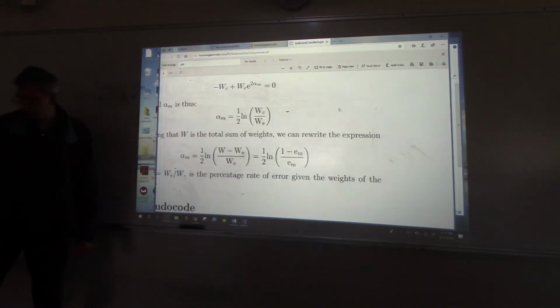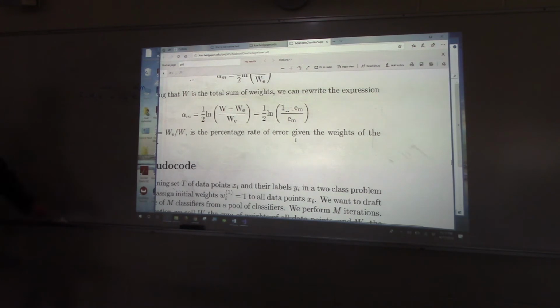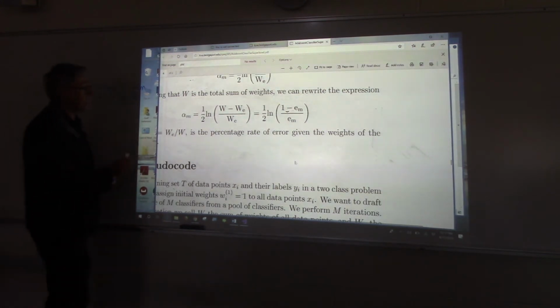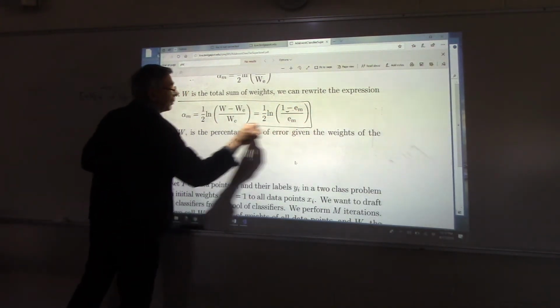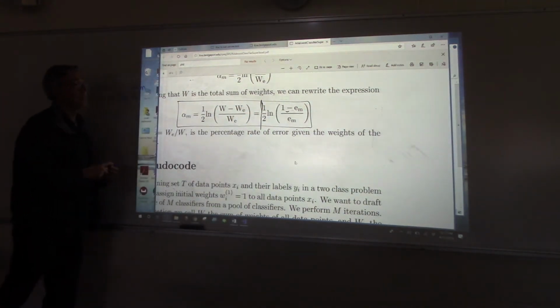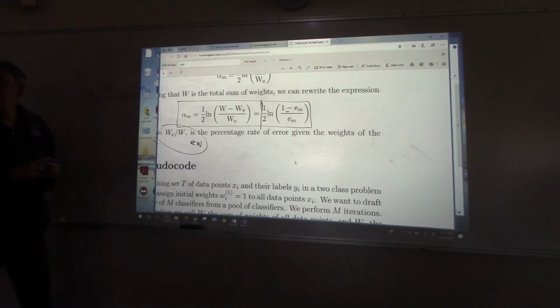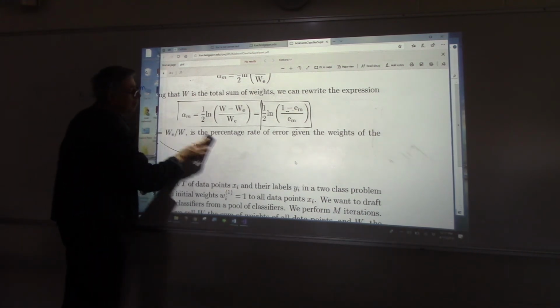Now let's go to the algorithm. Anyway, this is our main conclusion: alpha will be determined by this particular equation. And what is EM once again? EM is the error divided by the total W.